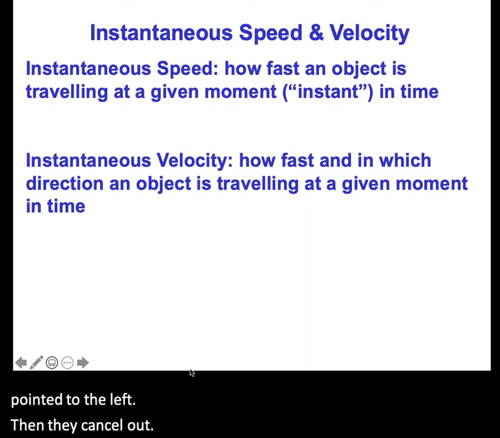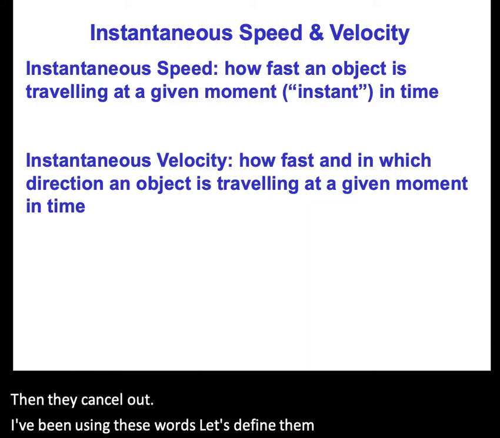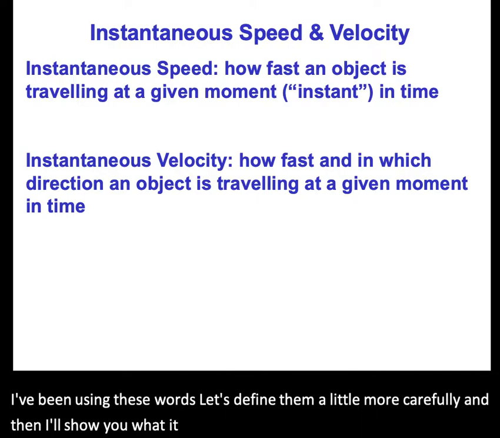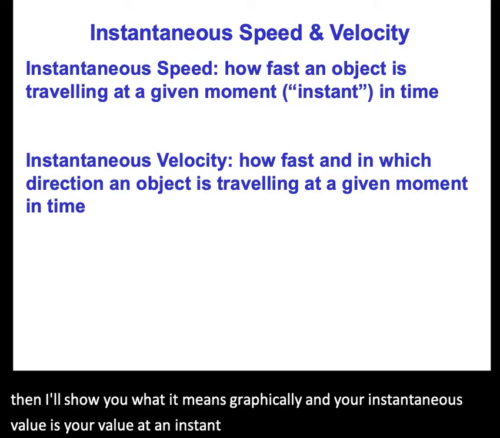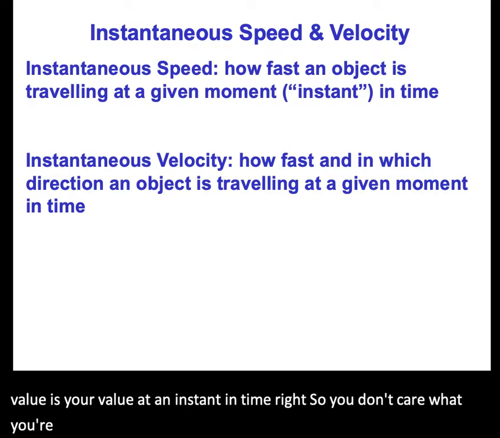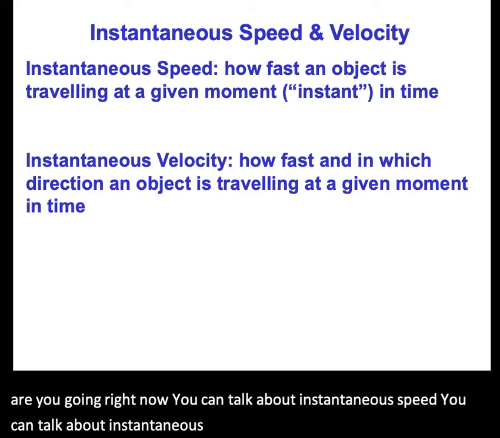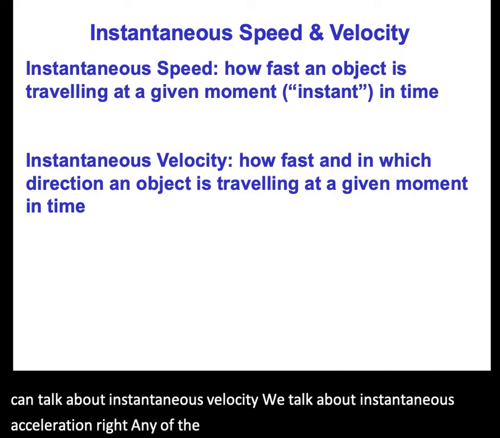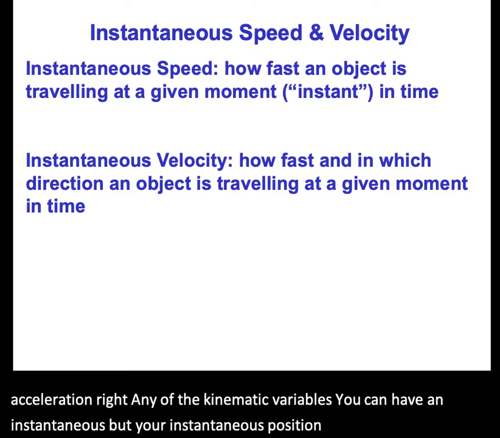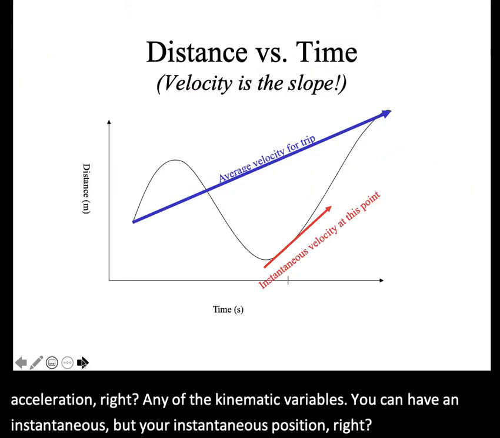I've been using these words, but let's define them a little more carefully, and then I'll show you what it means graphically. Your instantaneous value is your value at an instant in time, right? So you don't care what you were doing 1 second earlier or 1 second later. It's just like, how fast are you going right now? You can talk about instantaneous speed, instantaneous velocity, instantaneous acceleration, right? Any of the kinematic variables, you can have an instantaneous value, your instantaneous position, right? The average, you need an interval of time.